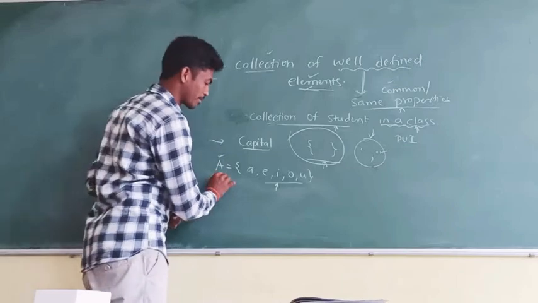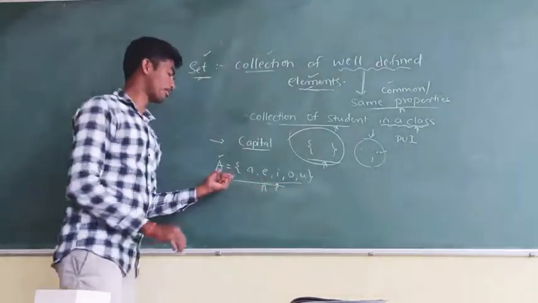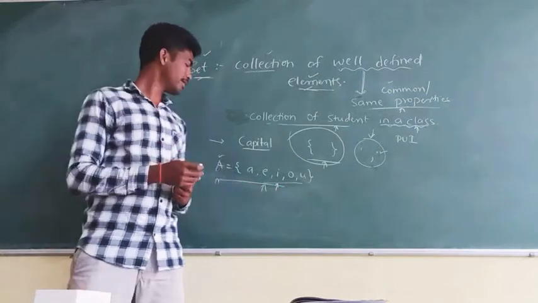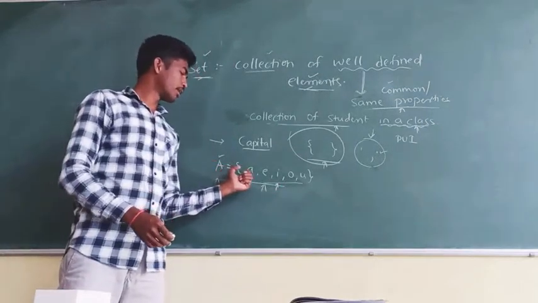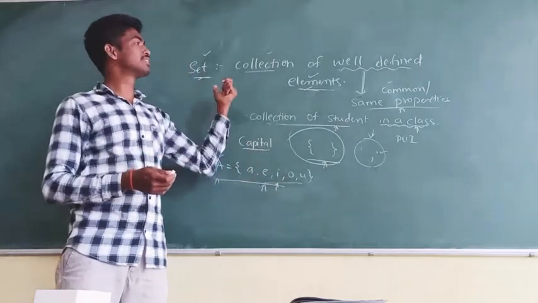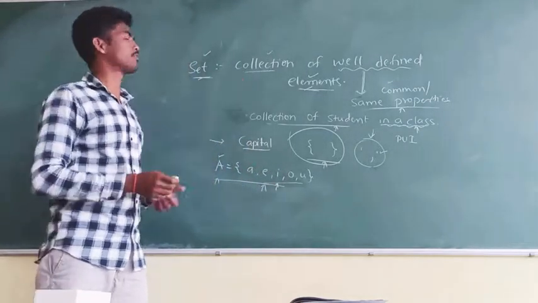And then one best example to know about the set is the set of all vowels in the alphabet: A = {a, e, i, o, u}. This is just the introduction and definition of a set.